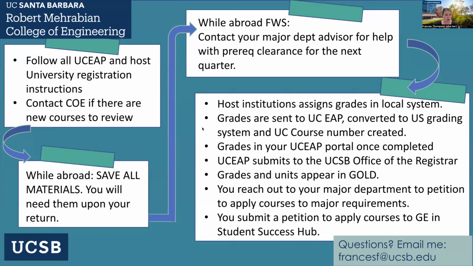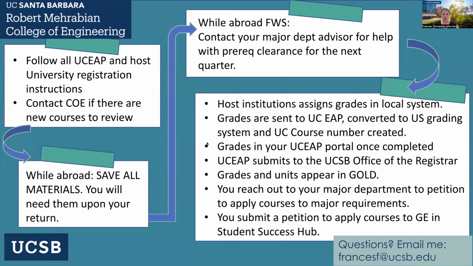A UC course number will be assigned and a UC course name, and sometimes that's an abbreviation of what the title is abroad. These grades will be viewable to you as soon as EAP has finished with them in your UC EAP portal, but they are not finalized until that office submits the grades to the UC Santa Barbara office of the registrar. So the registrar will put those grades and those units in Gold. Now, you cannot initiate the petition process here at UCSB until those units actually show up in Gold. The release of grades can be pretty quick for some countries, and others take quite a long time. I'm sure EAP will talk to you about this, but again, it can take a little bit before units actually show up in Gold.